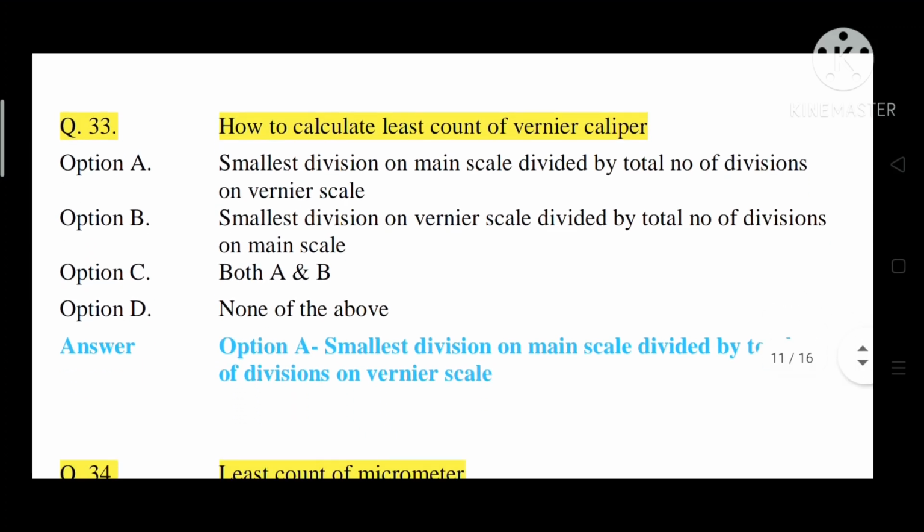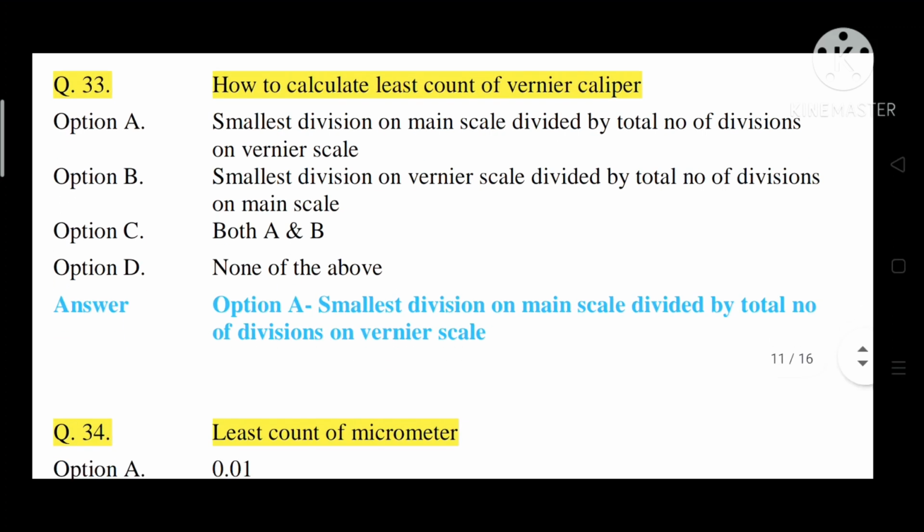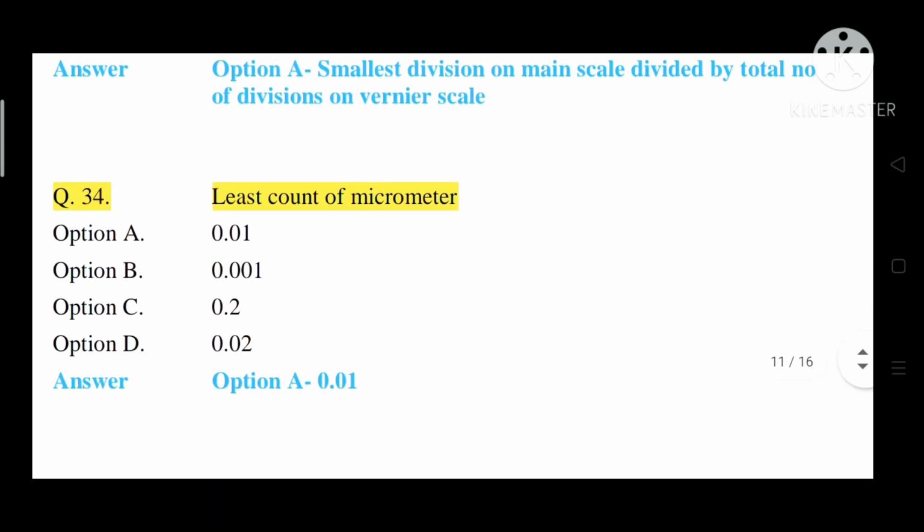Just now we have discussed. Options are given. Option A, smallest division on main scale divided by total number of division on vernier scale. Option B, smallest division on vernier scale divided by total number of division on main scale. Option C, both A and B. Option D, none of the above. So correct answer is option A, that is smallest division on main scale divided by total number of division on vernier scale.